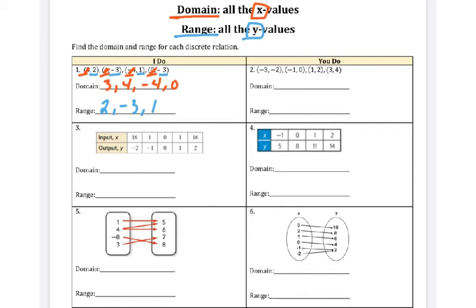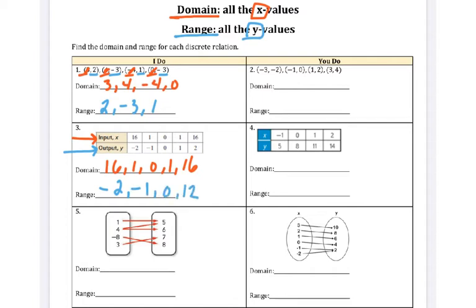Okay, now we're going to do the same idea, but domain and range from a table. Again, domain is my x's. My x values are 16, 1, 0, 1, and 16. You don't have to rewrite the ones that repeated if you don't want to. You can write them if it makes it easier for you. Then we have range. Range is the y values. So my range in this function is -2, -1, 0, 1, and 2.